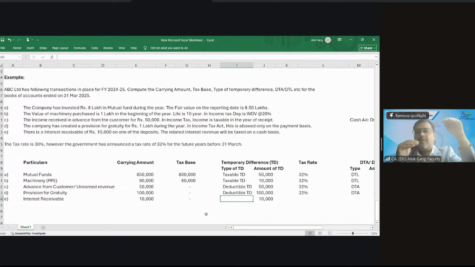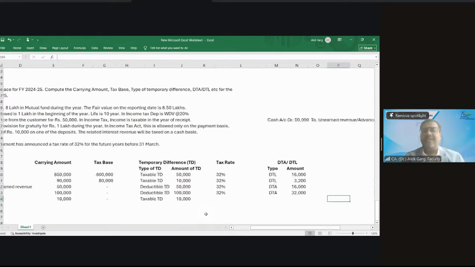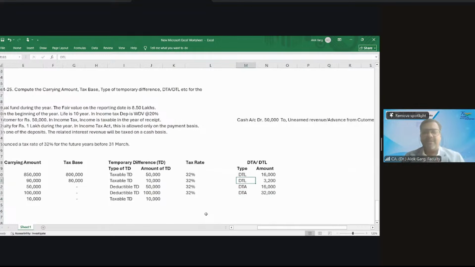You need to reduce it. If I need to reduce the asset, what does it mean? Negative asset means a liability, na? So it's a taxable temporary difference. DTL will be created. In future I have to pay tax. When the interest comes, I will pay tax. The liability will be in the future. Yes or no? Yes, sir. Right?